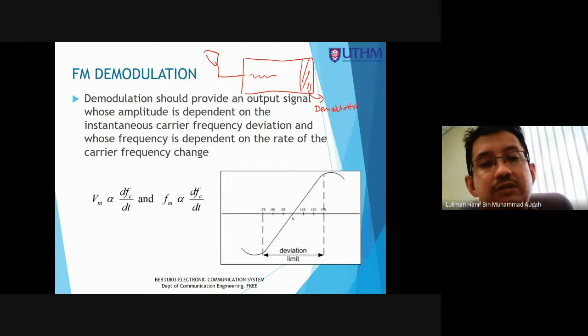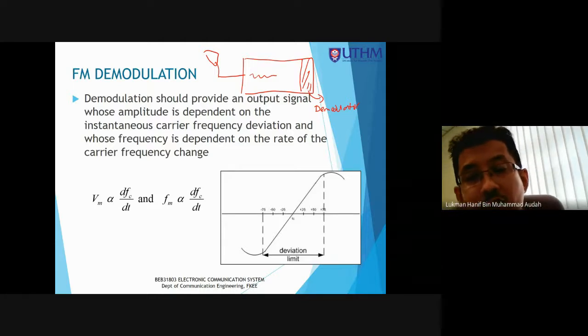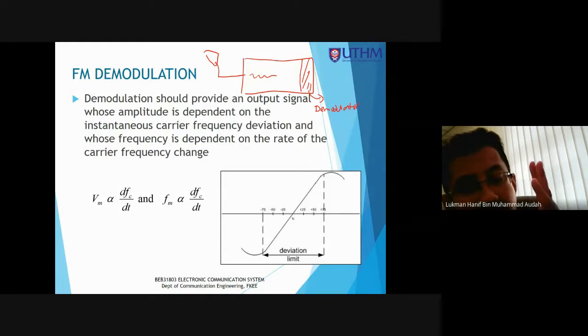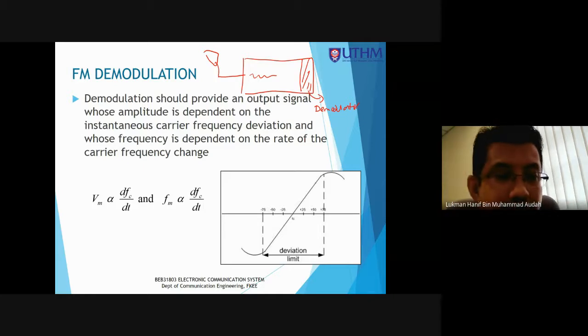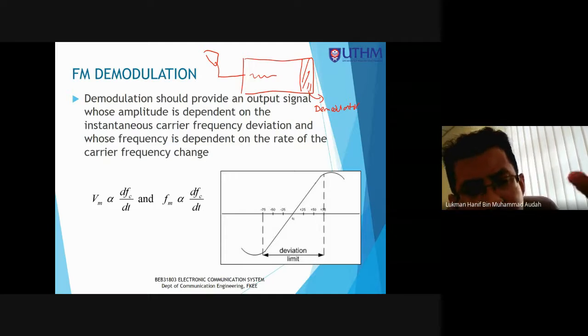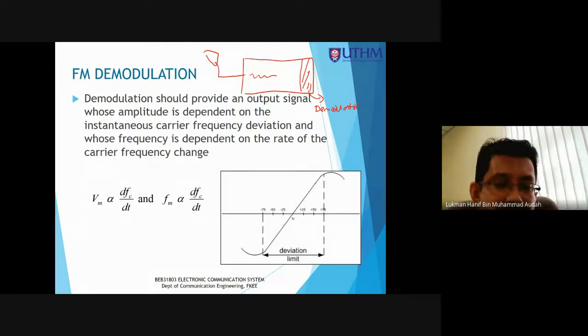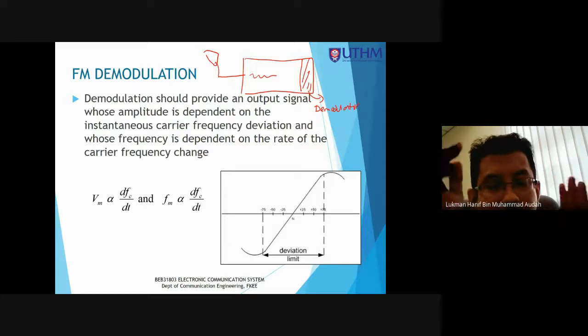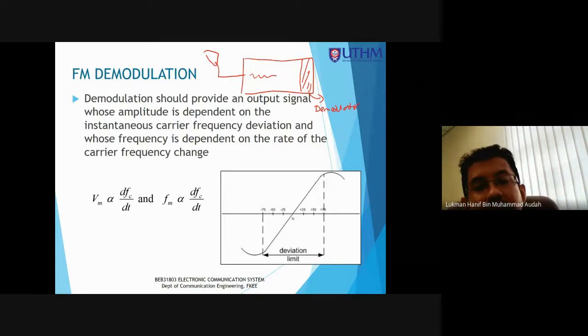So the demodulator is to demodulate the signal so that we can get the original signal at the output. Okay, matlamatnya adalah untuk mendapatkan original signal pada output. Okay, so what happened? You see that the input is an angle modulation signal, yang mana dia berubah dari segi frekuensi dan fasa. Okay, so kita ingin buat proses demodulate, bermakna kita perlu buat proses terbalik daripada modulation tadi.